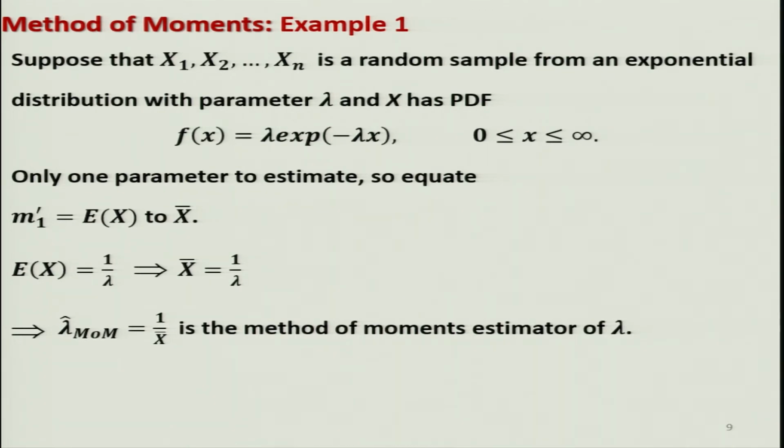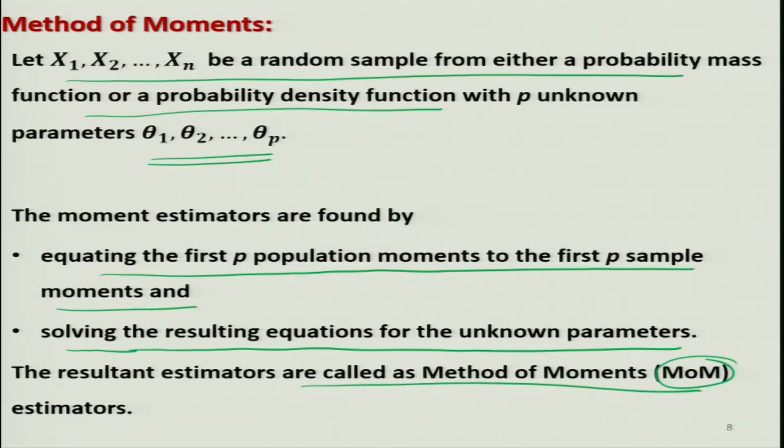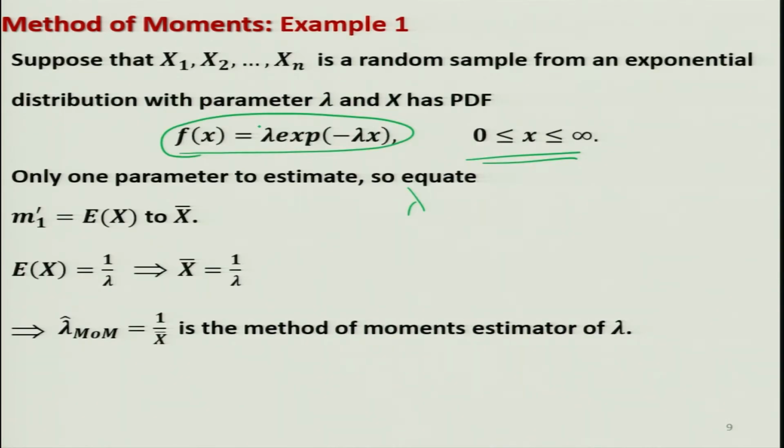So, let me take here an example to show you how things work. Let x1, x2, ..., xn be a random sample from an exponential distribution with parameter lambda, whose PDF is given by f(x) equal to lambda e to the power minus lambda x, where x lies between 0 and infinity. Now, you can see there is only one parameter here. What is that? Lambda. Now, if you look into this definition theta 1, theta 2, ..., theta p, here p equals 1, that means there is only one parameter, theta 1 is equal to lambda.